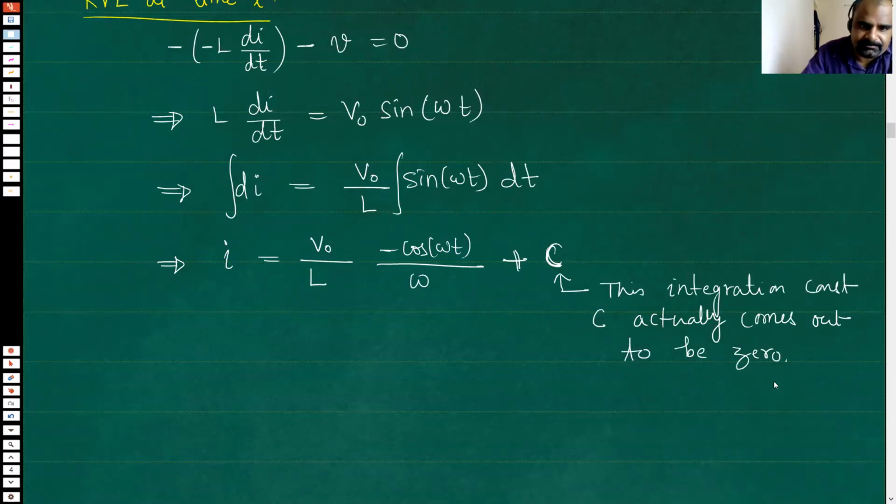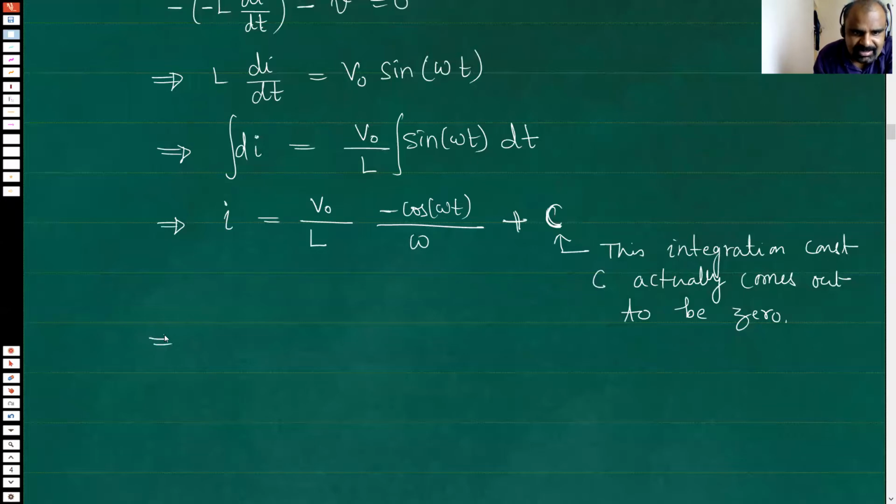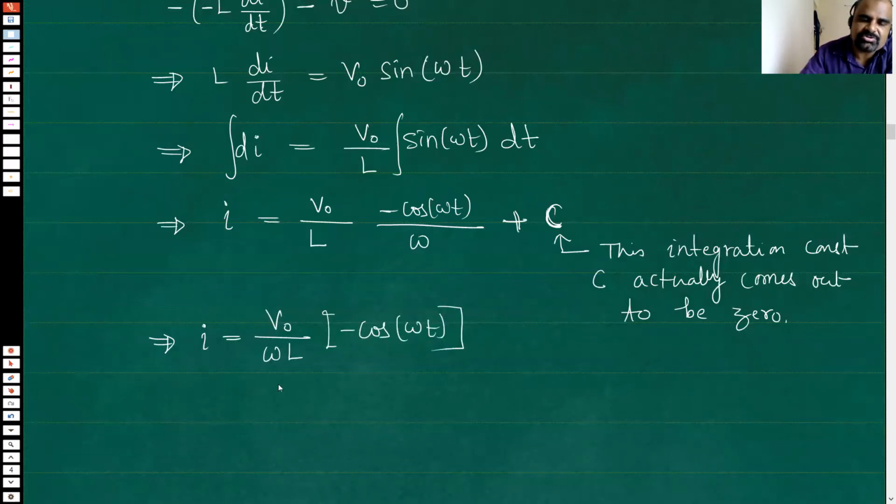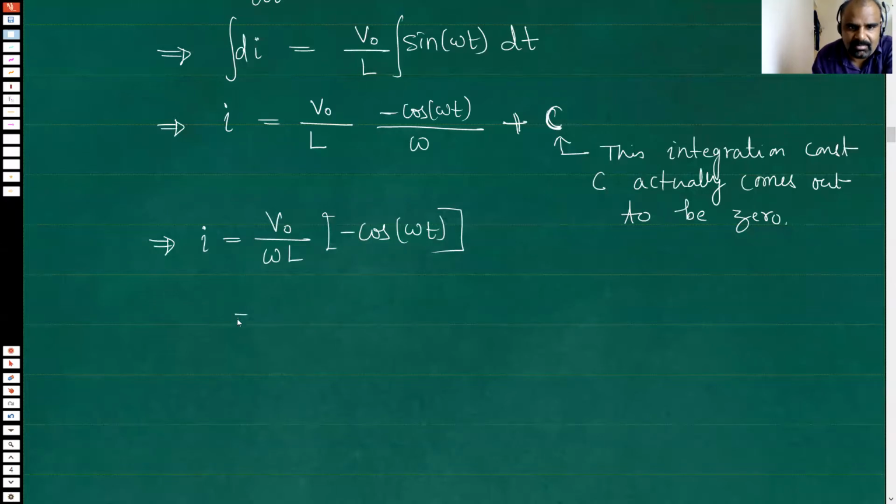Okay. So how much current are you getting? You are getting current as V naught by omega L, and then minus cos omega t. But we want to convert it into sine. So V naught by omega L, this time omega L is already in the denominator, and we are going to write it as capital XL. It will be called inductive reactance. And we want to convert it into sine.